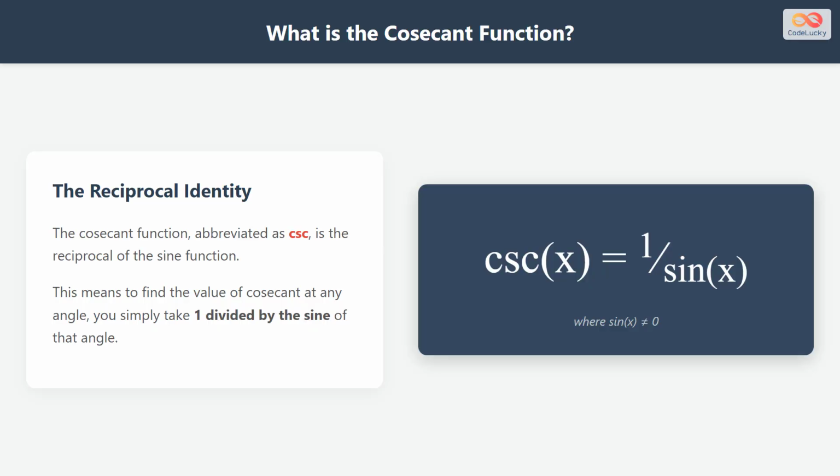First, let's define what we are graphing. The cosecant function, written as CSC, is a reciprocal function. This means that cosecant of x is equal to 1 divided by the sine of x. Because of this relationship, the value of sine determines everything about the cosecant graph.